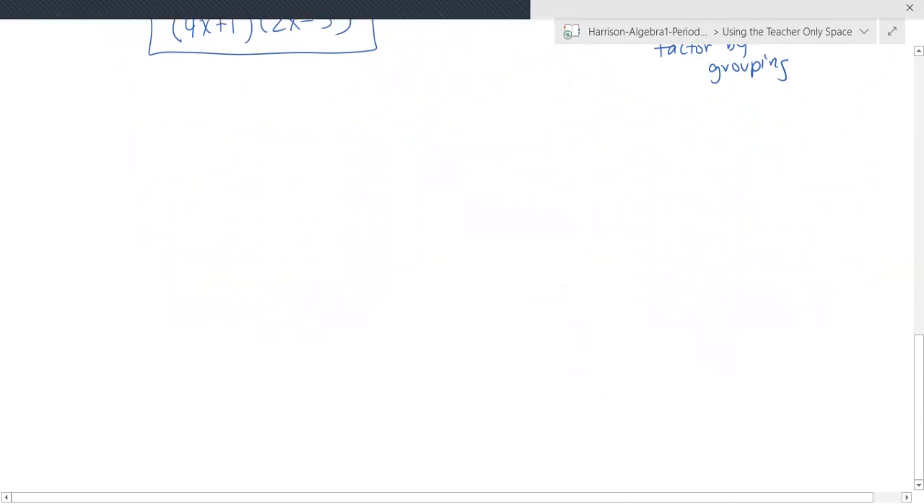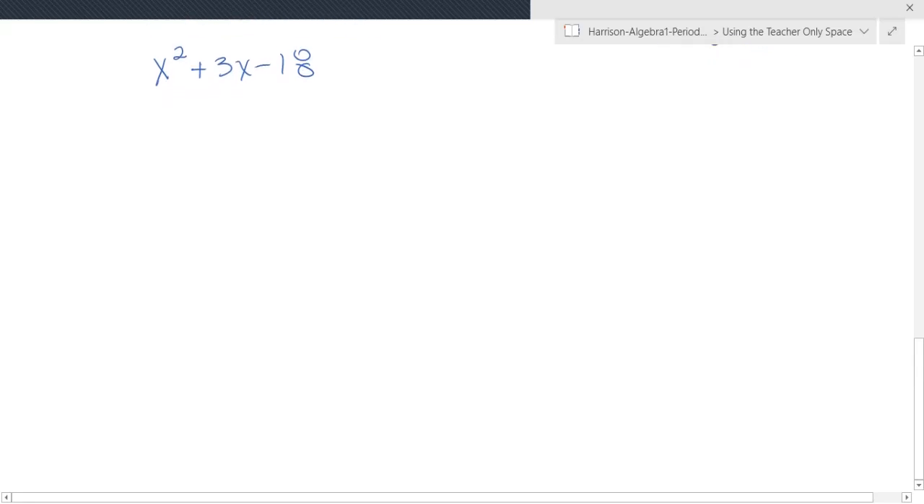All right, so let's take x squared plus 3x minus 18. Okay, so for this one, our leading coefficient is a 1. So I'm multiplying 1 times 18. 1 times 18. Of course, that's 18. List our factor pairs. So 1 and 18, 2 and 9, 3 and 6. And that's it.